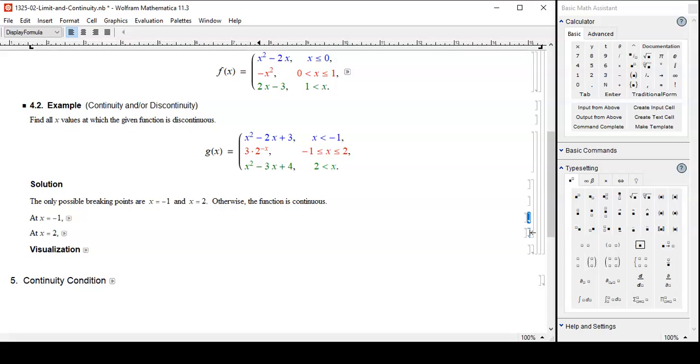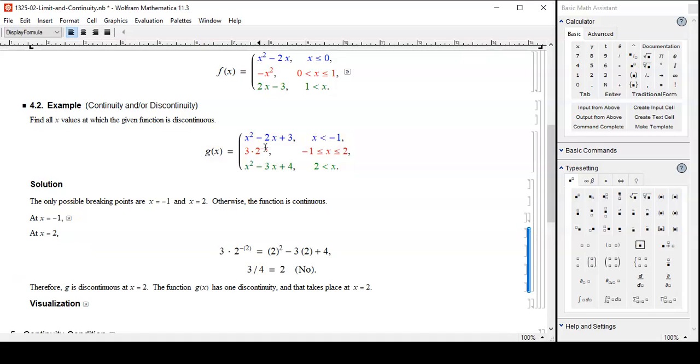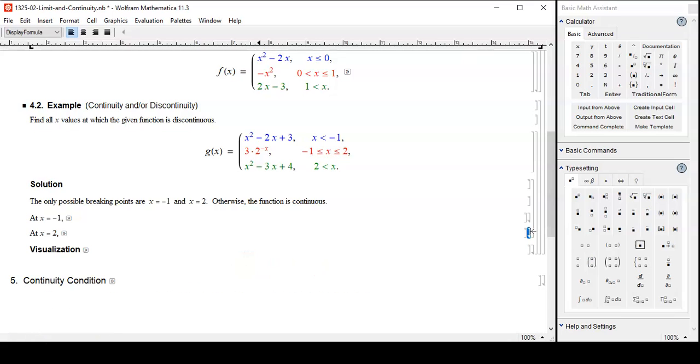At x equals 2, how about that? You have to plug into here and there. And is that true? Plug into this, that's red. And plug into green, we get that. And they're not the same. 3/4 is not equal to 2. That means we're going to have a discontinuity at this point. Otherwise, all continuous, so we have only one discontinuity, and that's x equals 2.